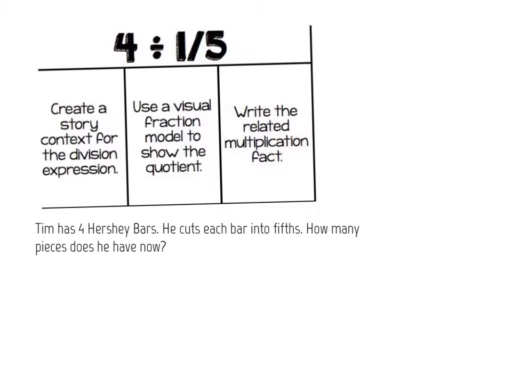I've already made up a story problem for you, which is down here. As we read, we're going to make sure that we use our cubes method of problem solving, where we circle the numbers, underline keywords, box questions, eliminate any extra information, evaluate the steps we're going to have to take, and then we're going to solve and check. So it says Tim has 4 Hershey bars. He cuts each bar into fifths. How many pieces does he have now?